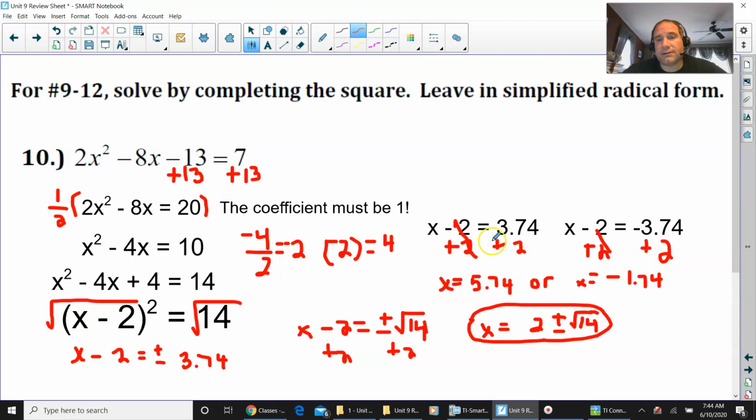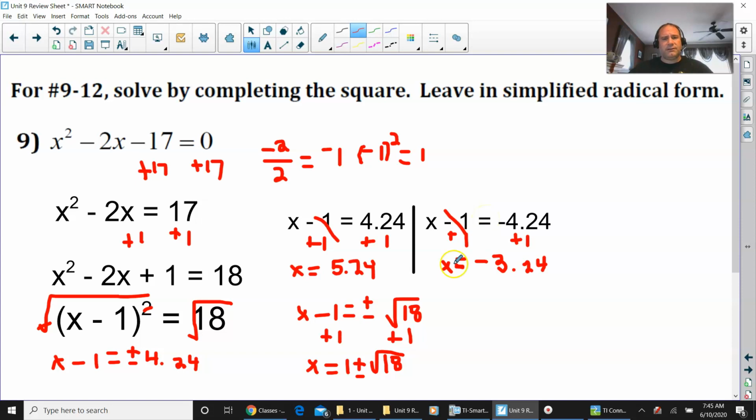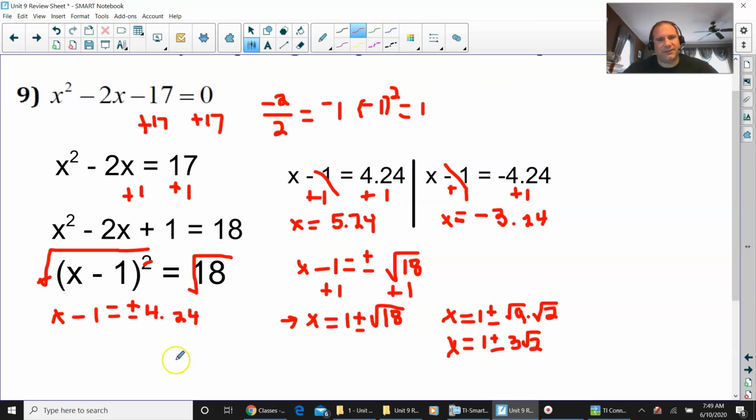All right, or you could do it this way if it says to round. Going back to number 9, just to make sure you know, I am rounding them. If it says leave in simplified radical form, which I just did see, it is this answer right here. So this is simplified radical form. And so you have right here 1 plus or minus the square root of 18. That's what I was doing right here, and that is not simplified radical form like I just said.